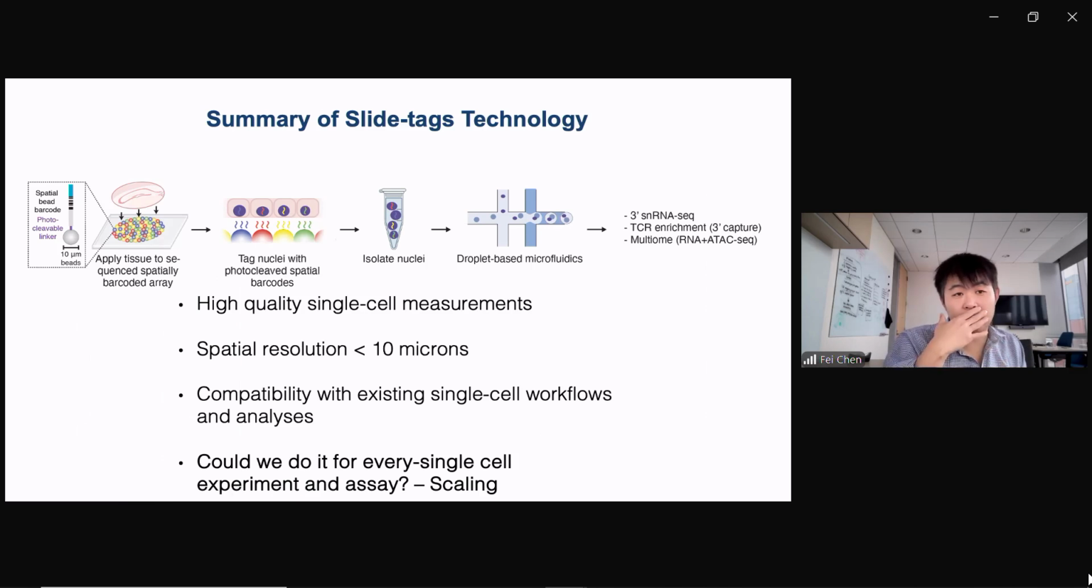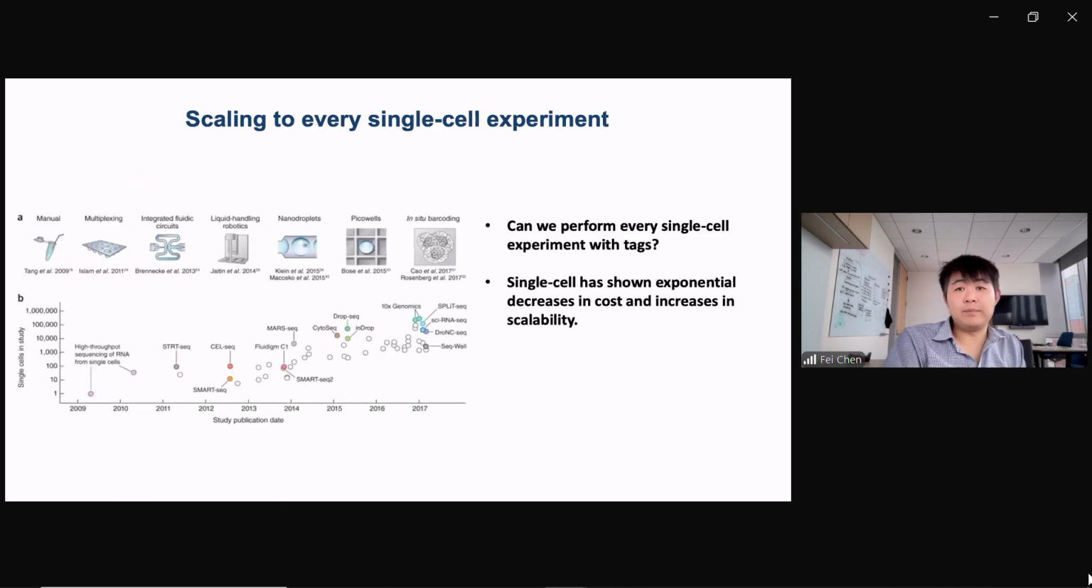I also want to say that I just think that we should be doing this sort of barcoding in front of every single cell experiment, because it doesn't change the data. And so if you're already running single nucleus RNA-seq on tissues, you might as well get the spatial context for free. And single cell has seen this immense scaling in cost and increases in scalability, probably something that you guys are seeing at your conference. This is even a pretty old plot.